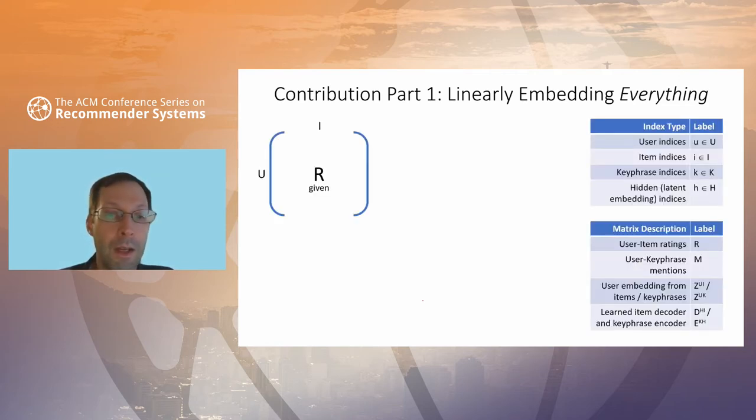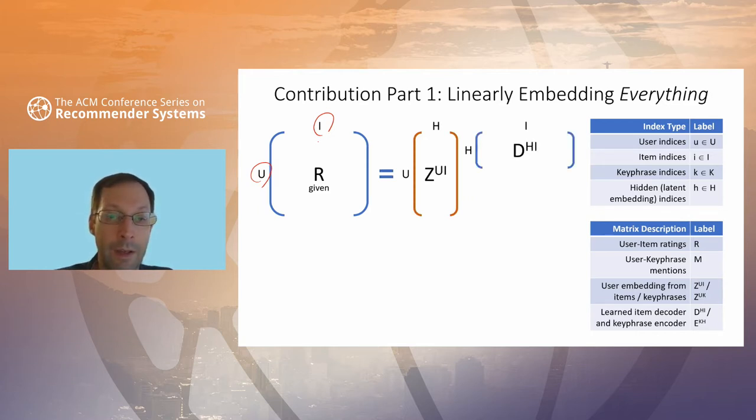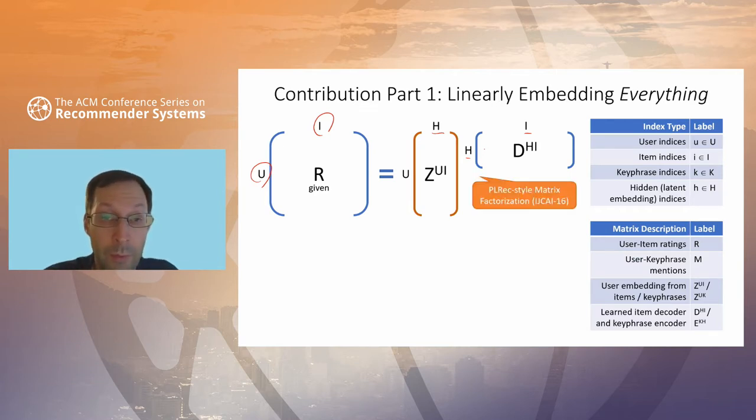Let's start with a user item matrix of ratings, R, and matrix factorization is still quite an effective method. There's a later talk in this session that will discuss that. And so we know how this works, right? We get a factorization of a hidden embedding for the user and a hidden embedding for the item. We can learn this factorization via a number of methods. A method that works quite well in practice is this method from Ichikai 16, but use any method you want.